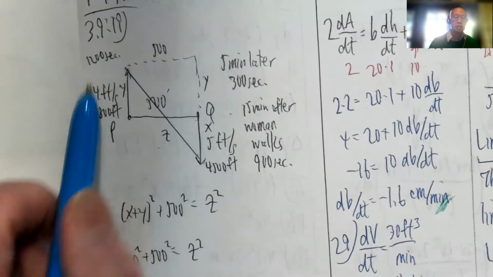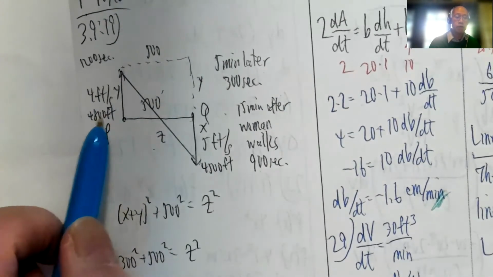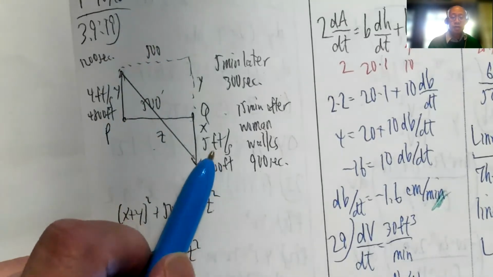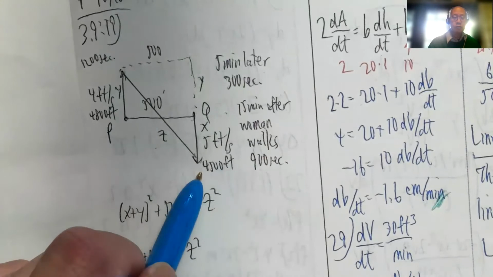Right, so 1,200 seconds times 4 feet per second. The man walks 4,800 feet. The woman walks 5 feet per second times 900 seconds, 4,500 feet.